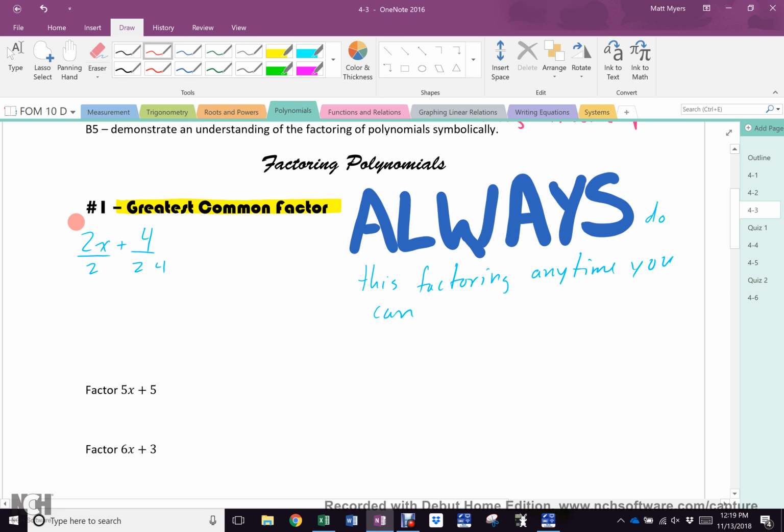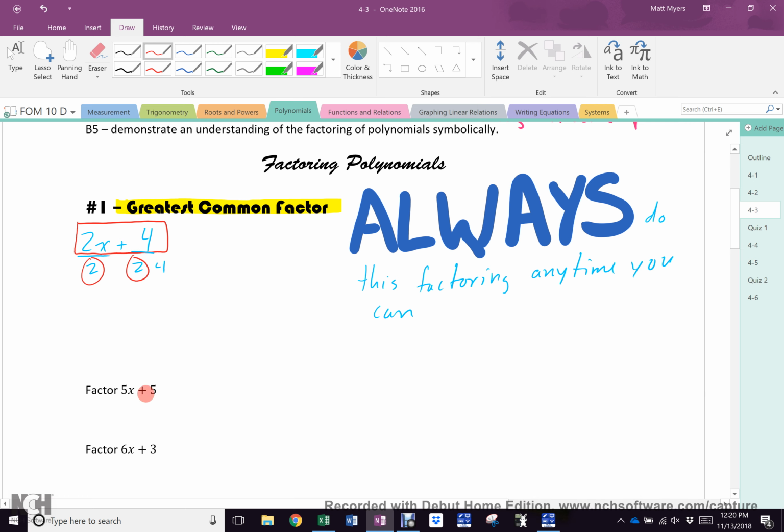Now, is this a monomial, a binomial, or a trinomial? It's a binomial, which means they are working together, yes? So I had better find something that works with both of them. What is it? 2. That is how I do this factoring. Everything else is a path from this. Everybody cool?